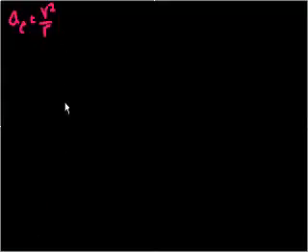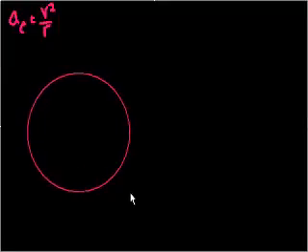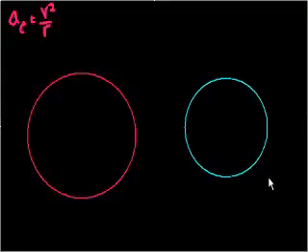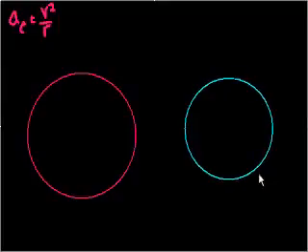So let me draw two circles. So let's say this is my first circle. Let me draw another circle. I'll do another color just for fun. Okay. This is my other circle. And this is the center of the circle.